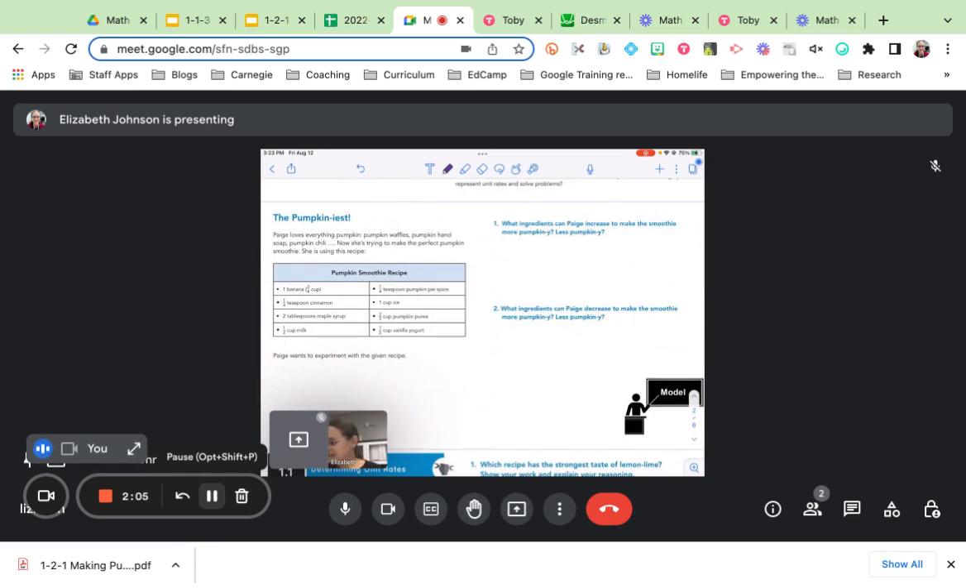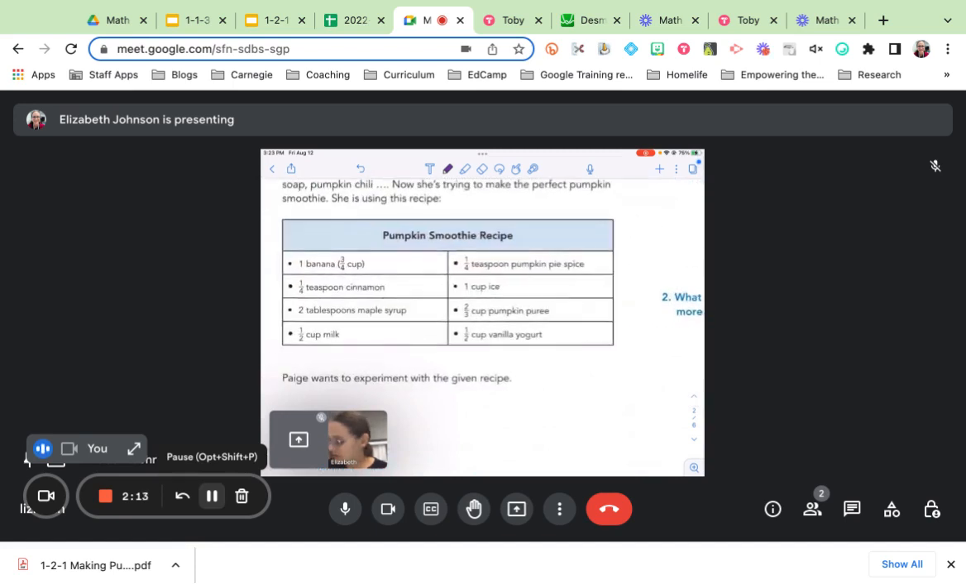First, she's asking, what ingredients can Paige increase to make the smoothie more pumpkin-y? What if she wants to make it less pumpkin-y? Take a look at this recipe and talk with your partner. You're going to talk for about 20 seconds. What could Paige do if she wants this to be more pumpkin-y? What ingredients should she add more of?